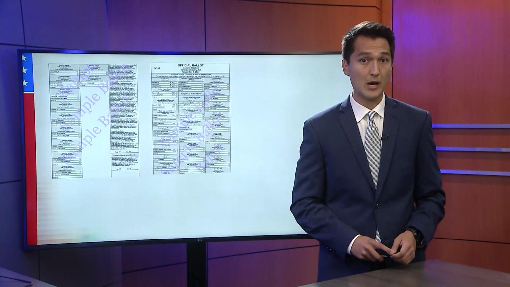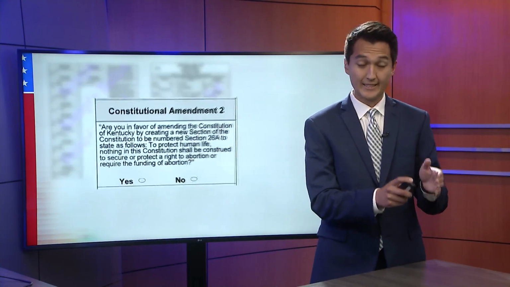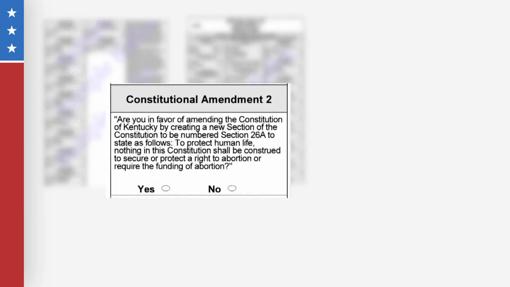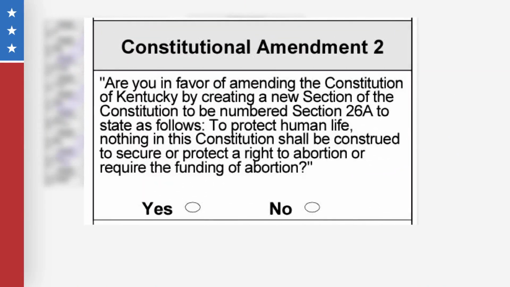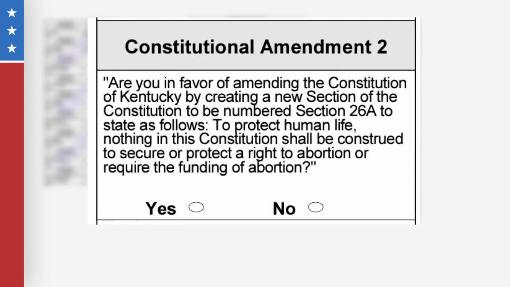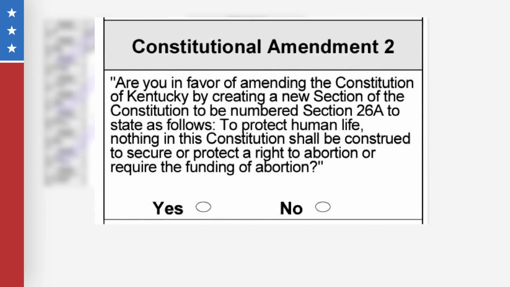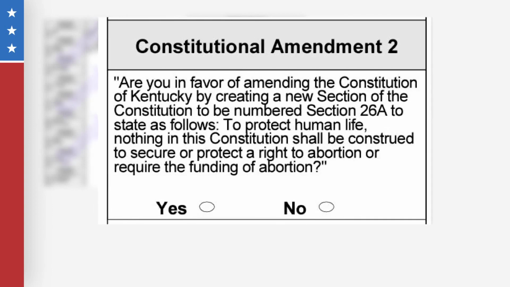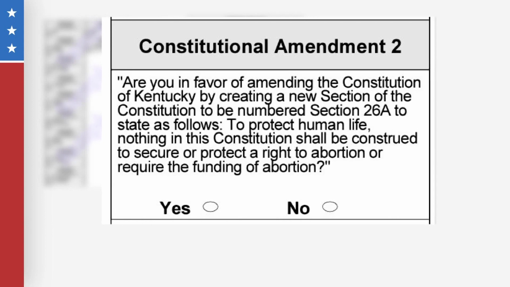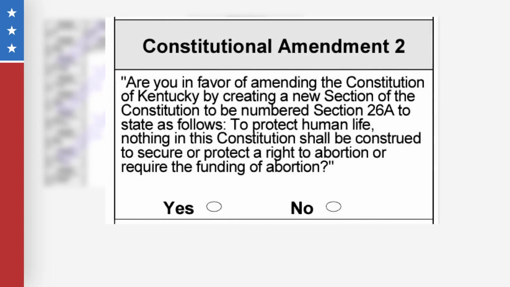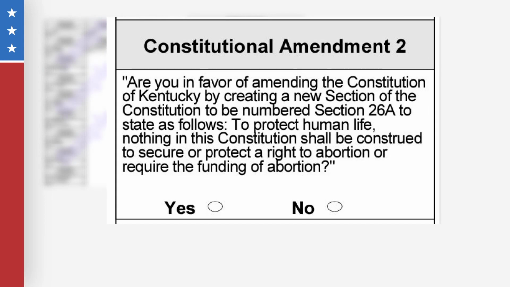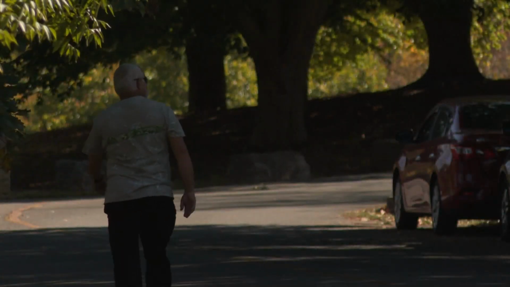The verbiage has been described by voters themselves as wordy and confusing. Let's explain. First, let's read out the amendment exactly as it'll appear on your ballot in Kentucky. It reads Constitutional Amendment 2. Quote, are you in favor of amending the Constitution of Kentucky by creating a new section of the Constitution to be numbered Section 26A to state as follows. To protect human life, nothing in this Constitution shall be construed to secure or protect a right to abortion or require the funding of abortion. Vote yes or no. We showed the sample ballot to a couple Louisville voters.